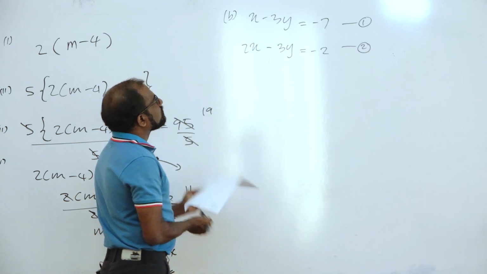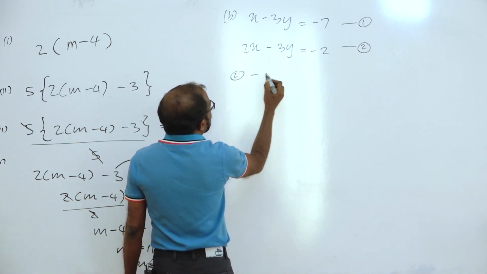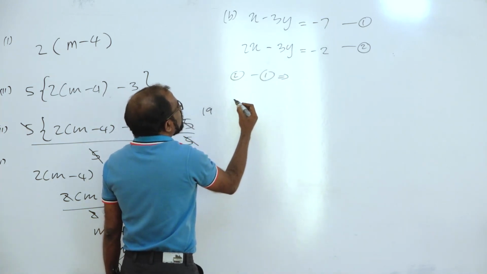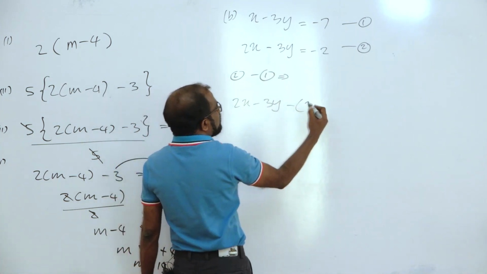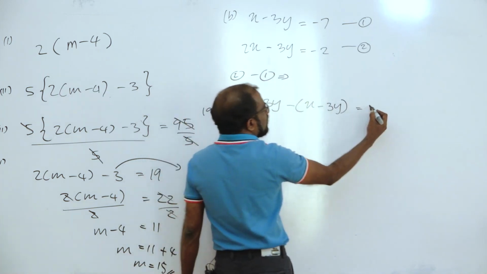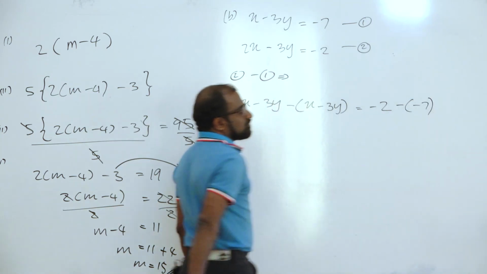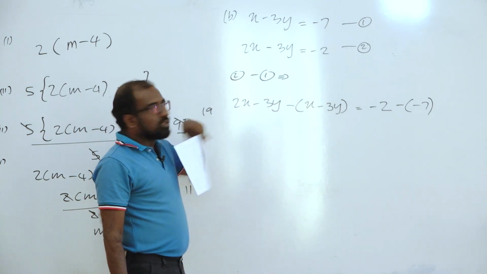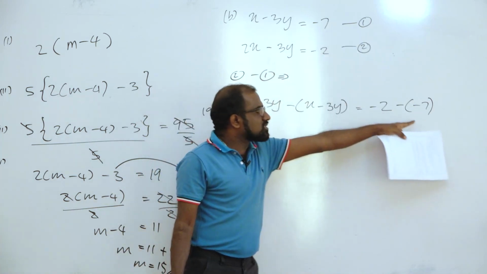Therefore, what shall I do? Right? So I will subtract the first equation from the second equation. So 2x minus 3y, subtract. When you subtract, put the bracket. x minus 3y. On the other side, here you have what? Minus 2 subtract minus 7. Minus 2 subtract minus 7.